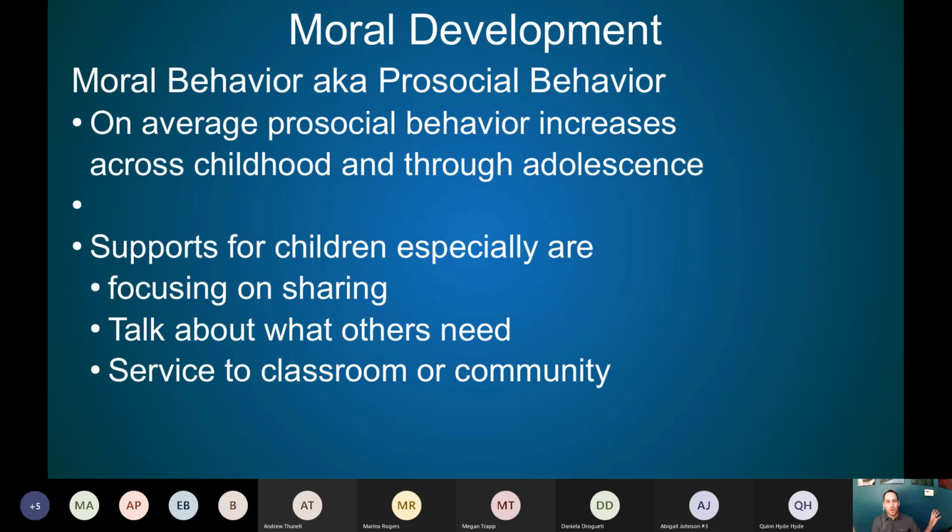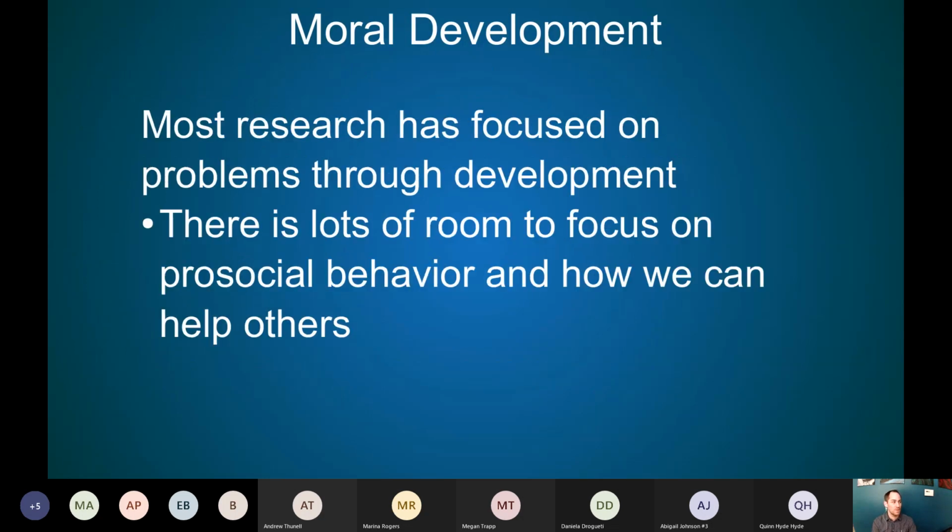So with this, on average, pro-social behaviors increase across childhood and through adolescence. So focusing on talking about what other people need, being a good model of pro-social behavior, and service projects within a classroom or a community. When we get to adolescence, we'll talk about how a lot of senior projects, for example, do that kind of service to the community. At different high schools that I've worked in, they had kids doing things like working in parks or working at vets' offices and things like that, service to the community. Getting that started earlier on is really useful.